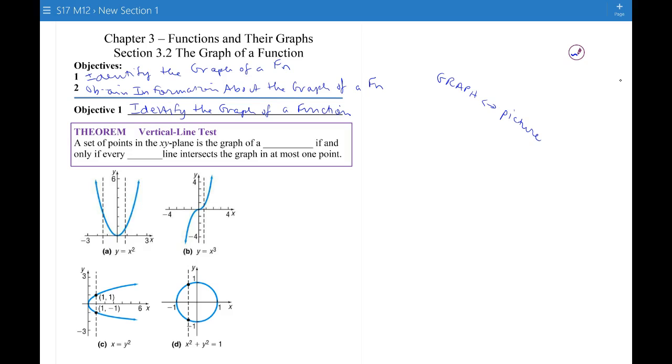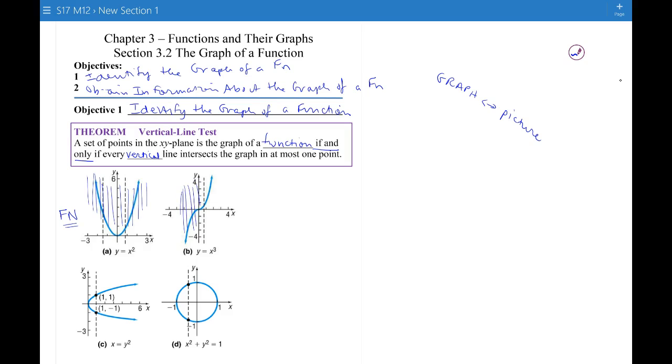So our theorem is called the vertical line test. And it says a set of points in the xy plane is the graph of a function if and only if every vertical line intersects the graph in at most one point. So the way our language works, we could also say this theorem another way. We could say if no vertical line intersects the graph at more than one point, then it's the graph of a function. So really you're just imagining making vertical lines everywhere on the graph, and if you only ever hit the graph once, it's a function.